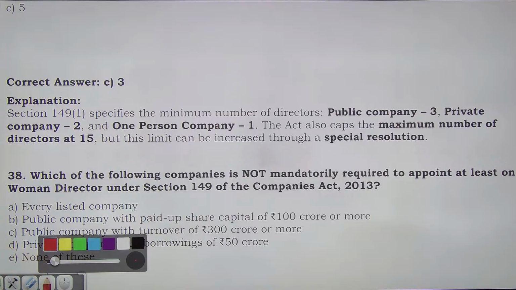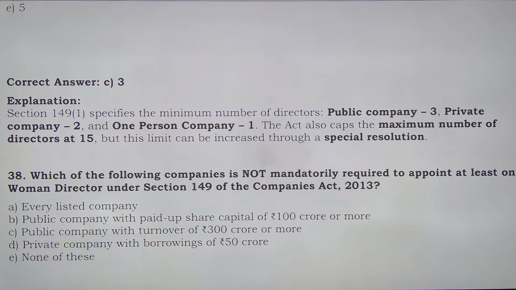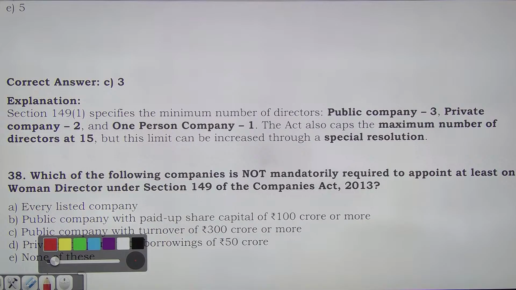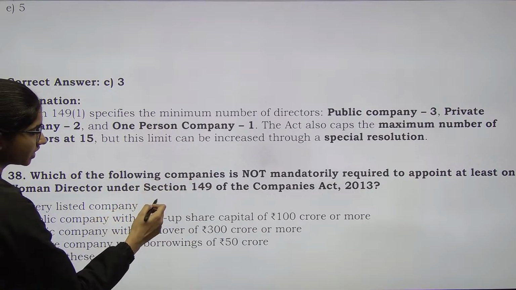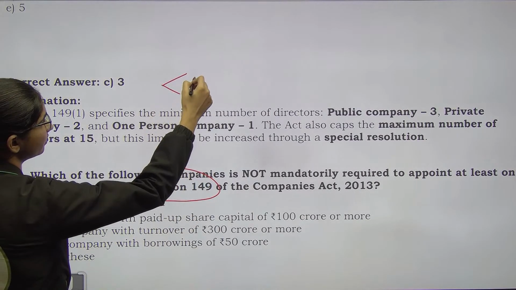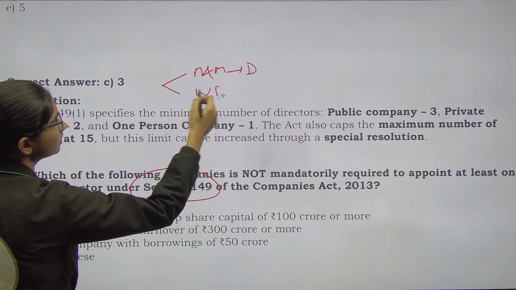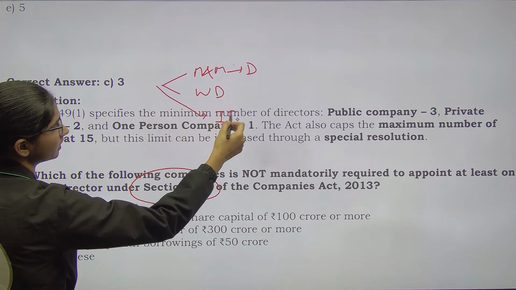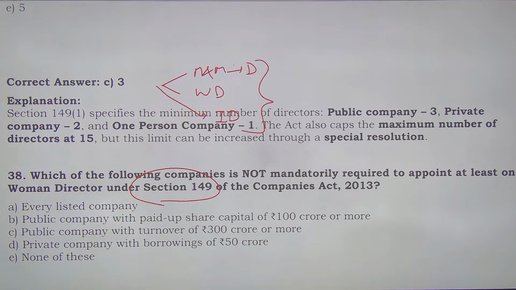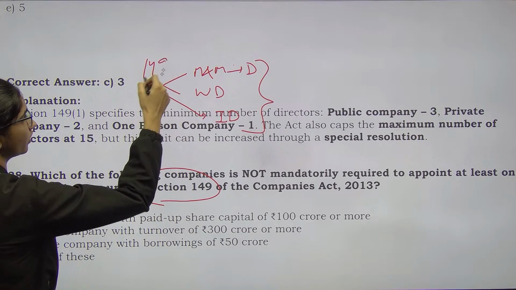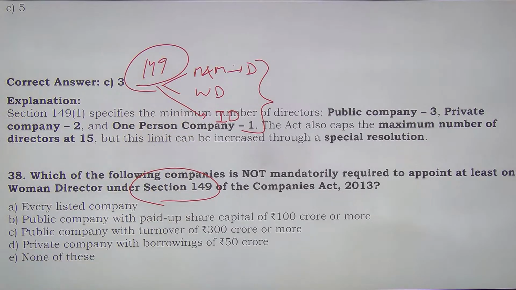Question number 38 is asking you about the women director. Okay, so which of the following companies is not mandatorily required to appoint at least one women director under section 149 of the Companies Act? So section 149 talks about certain things. Number 1 is the minimum and maximum director. Okay, besides that it also talks about the women director, and then it also talks about the independent director. So these are certain points that are mentioned in section number 149, and this is a very important section. Please try to read it if you have not read it yet.